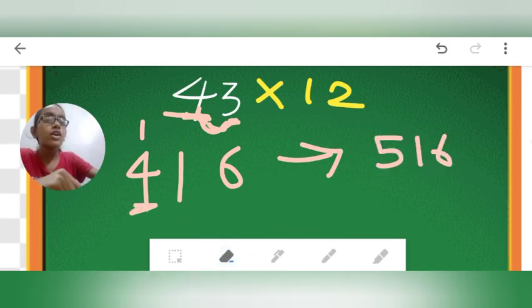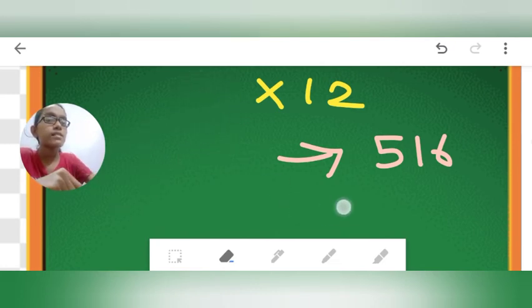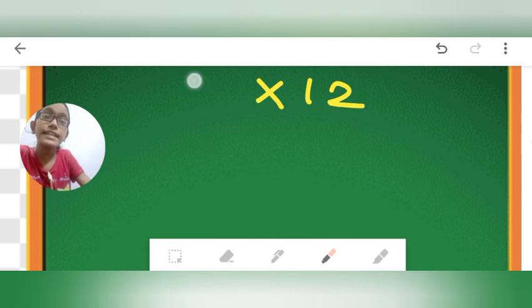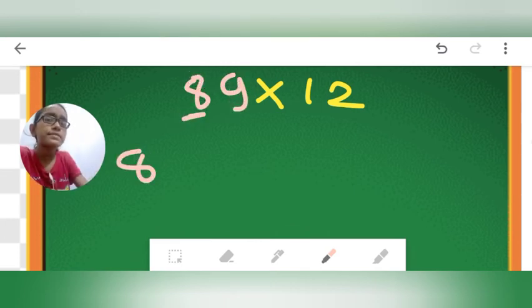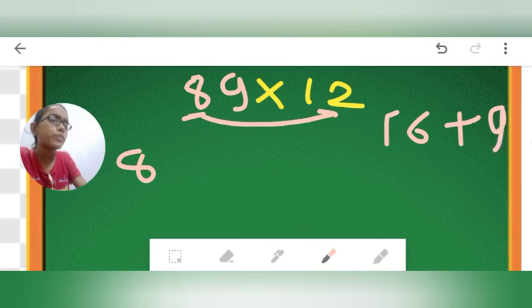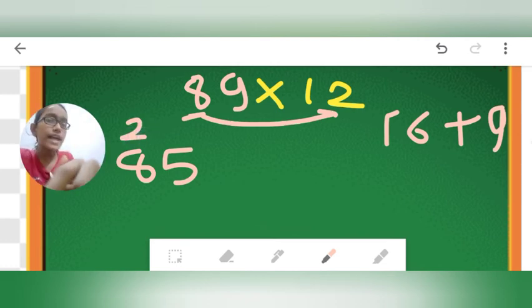Now, moving on, let's solve another example based on the same trick. 89 into 12. Okay, 89 into 12. 8 as it is. Now 8 2s are 16. 16 plus 9, what could it be? 16 plus 9 would be 17, 18, 19, 20, 21, 22, 23, 24 and 25. 5 here, 2 carry. We can't write a 2-digit number, okay? So 5 here, 2 carry.